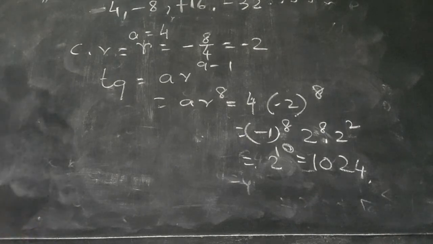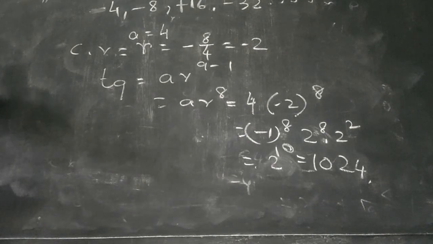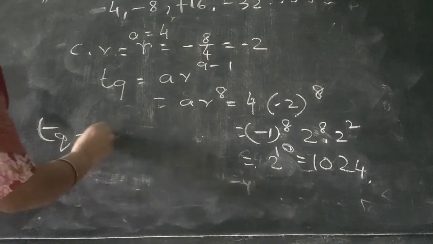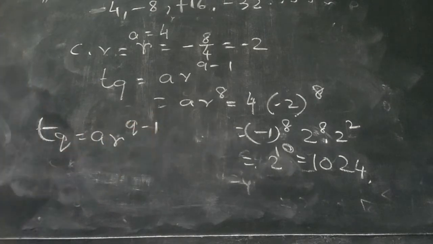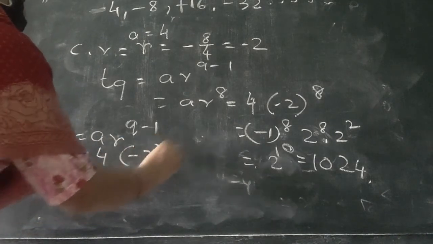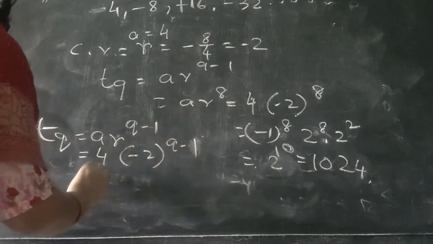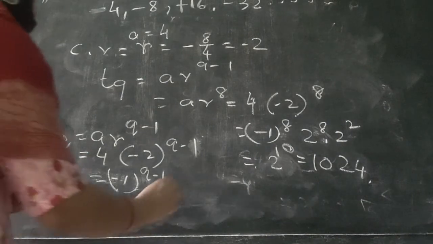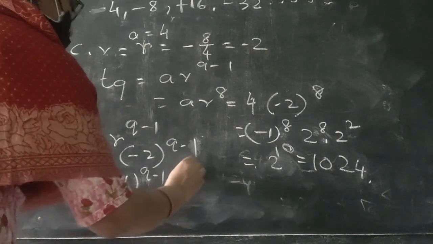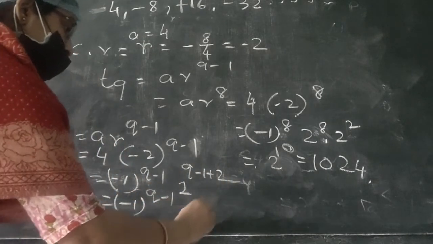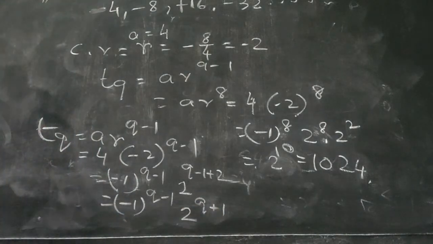And what is Tq? Tq equal to a r to the power q minus 1. Here a equal to 4 and r equal to minus 2, whole to the power q minus 1. That is minus 1 whole to the power q minus 1. 4 equal to 2 to the power 2. So 2 to the power q minus 1 plus 2 is equal to minus 1 whole to the power q minus 1 into 2 to the power q plus 1. Right?